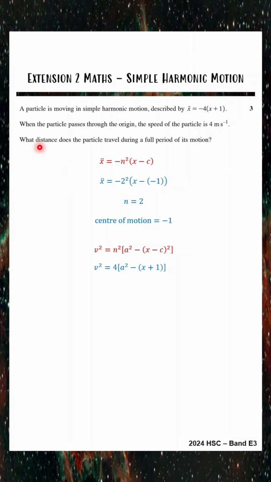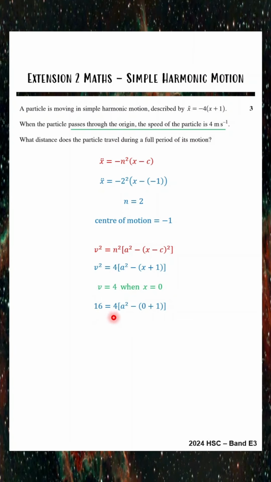Now, trying to find the distance traveled in one full period, if I can just figure out what the amplitude is, that's all I really need to answer this question because I know what the center of motion is. Luckily, I have some information about the location and the speed. It says in the question that when we pass through the origin, our speed is 4. That tells me that when x is equal to 0, my velocity is equal to 4. I can sub these two into my equation here and it'll simplify very quickly because I've just got that 4 out the front and I've got 0 plus 1 in here.